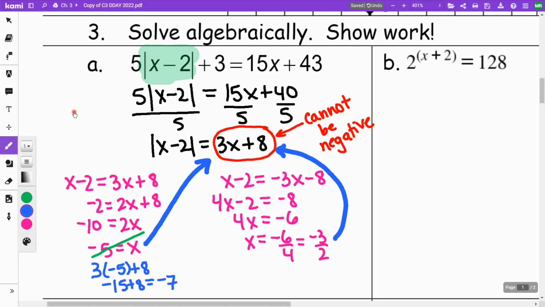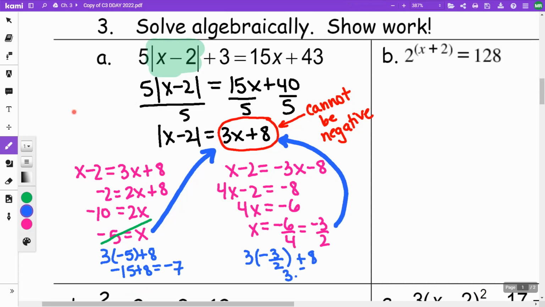For the other one, I'm going to have 3 times, let's say, negative 3 halves plus 8. And when I put that into my calculator, I end up getting 3.5, which is positive. So that means this one will be a solution.